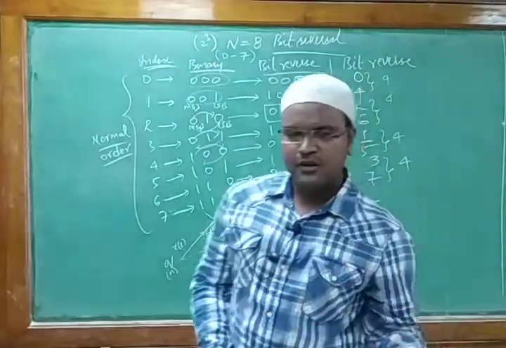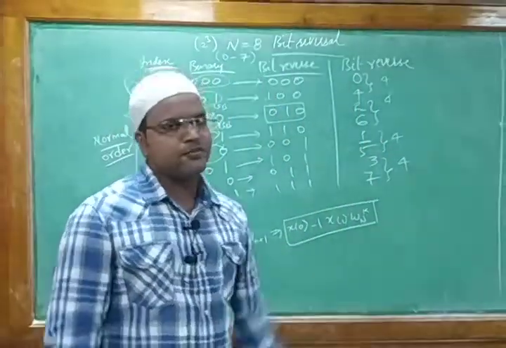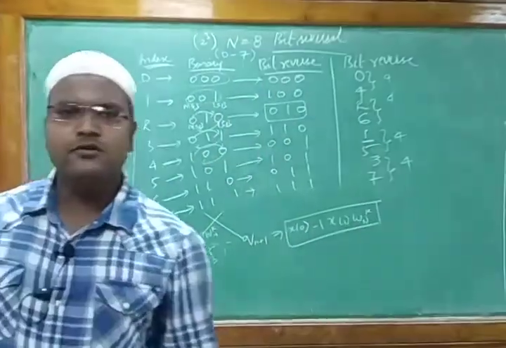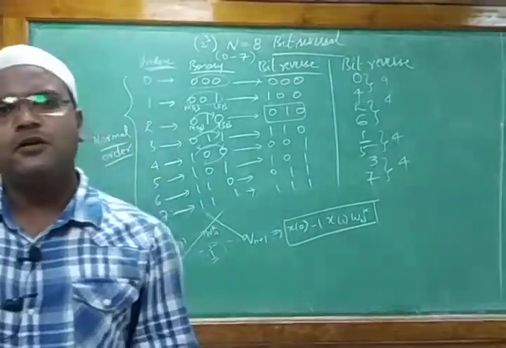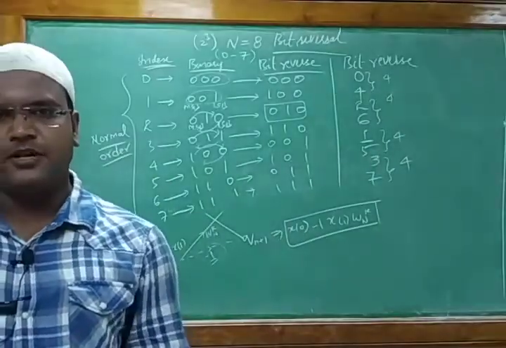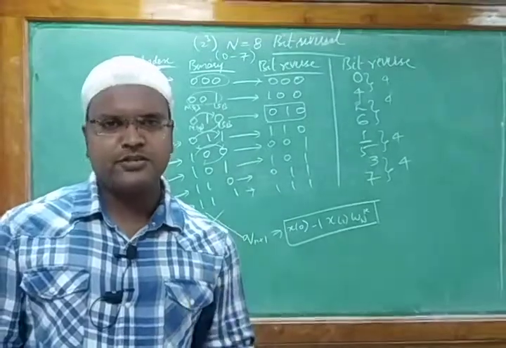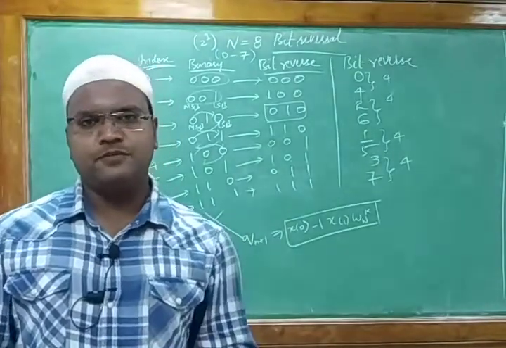So these two types, normal order and bit reverse order, will be useful to solve the problems. Those problems we will see in the next class. We will see the summary, how to design the decimation in time and decimation in frequency.